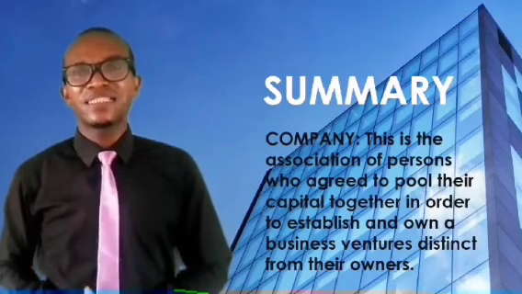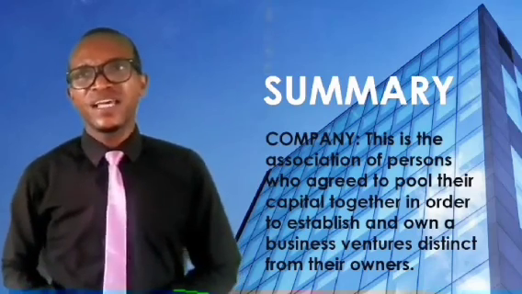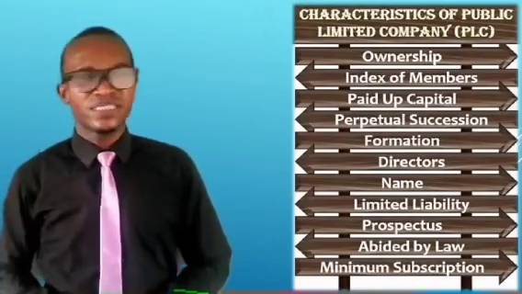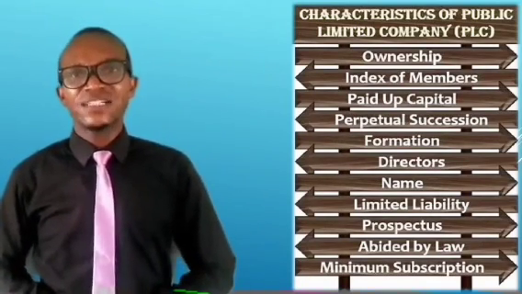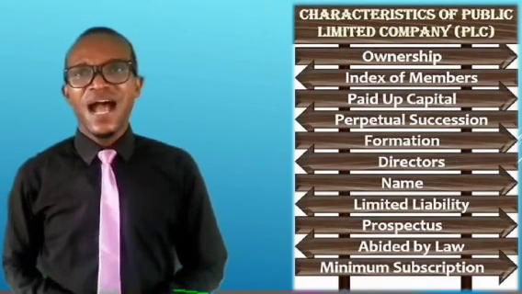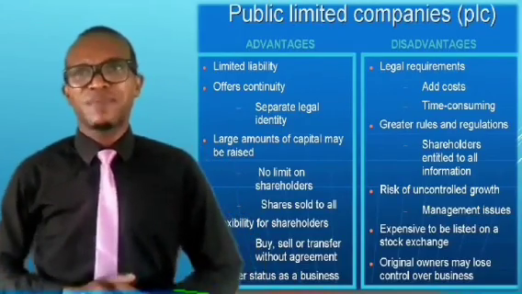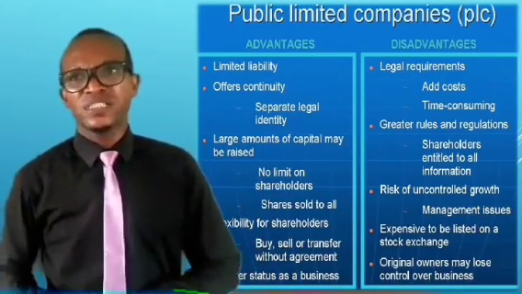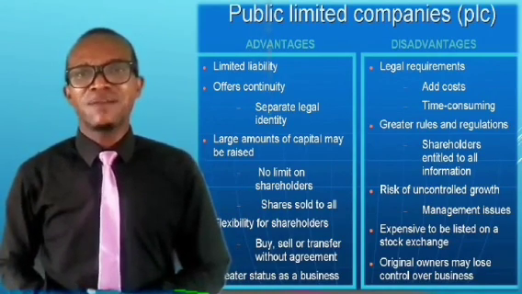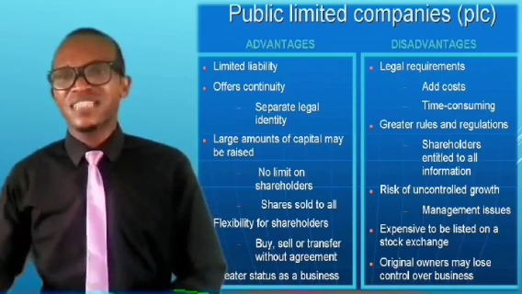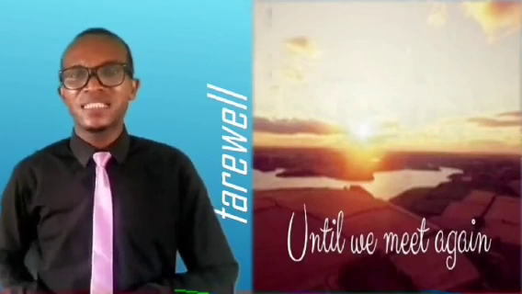I began today's class by defining a company as an association of individuals who agreed and jointly pooled their capital together in order to establish and own a business venture which is distinct from its owners. I went further to look at the types of limited liability companies. I discussed the features of private limited liability companies and public limited liability companies. I also differentiated between a private limited liability company and a public limited liability company.